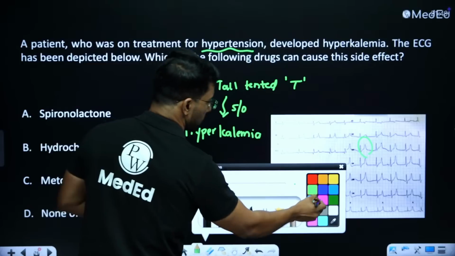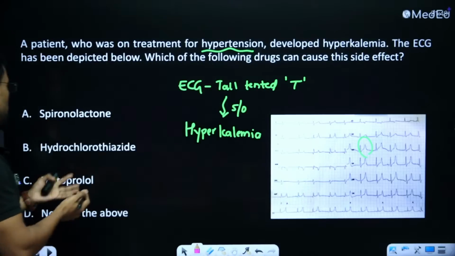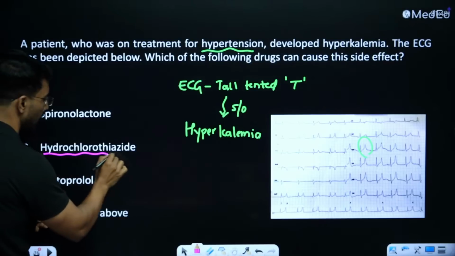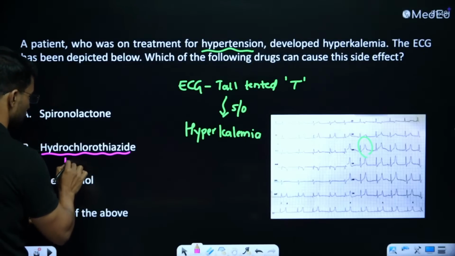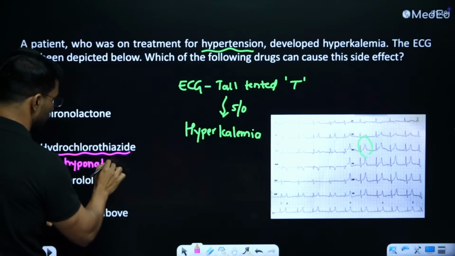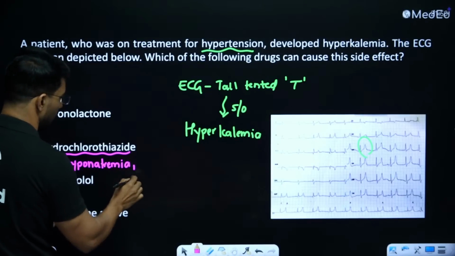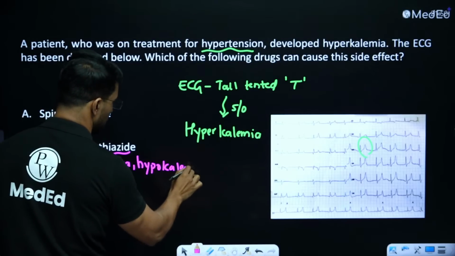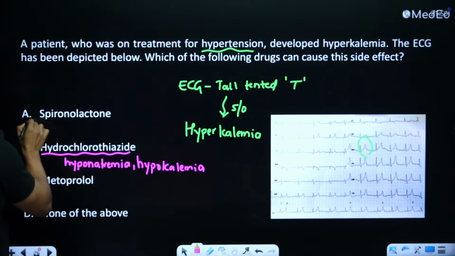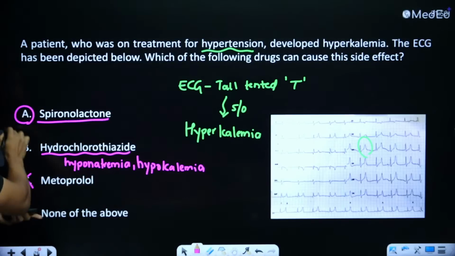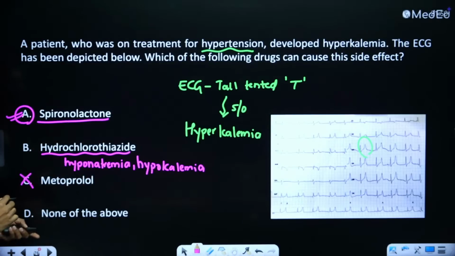So which of the following drugs is known to cause hyperkalemia is the question, right? Beta blockers, do they cause it? No. Hydrochlorothiazide, in fact, is known to cause hypokalemia, right? It can cause hyponatremia as well as hypokalemia. You lose electrolytes proficiently. It is the potassium sparing diuretics like spironolactone which are known to cause hyperkalemia. It's again a very simple, straightforward question.